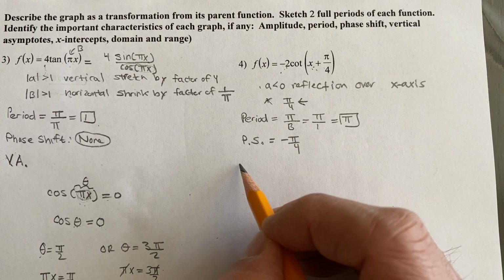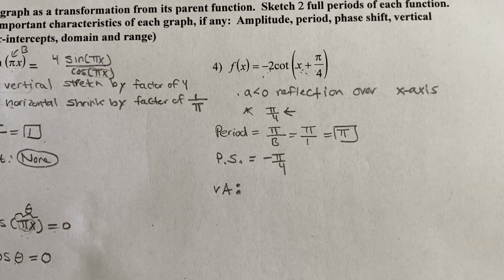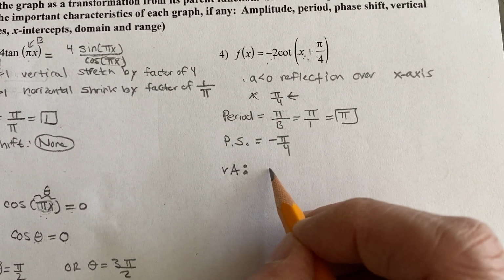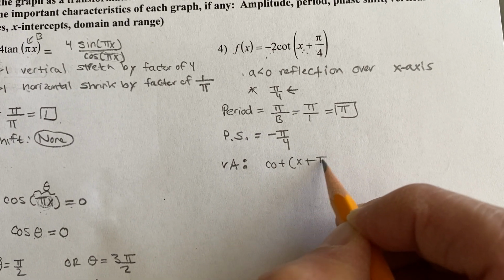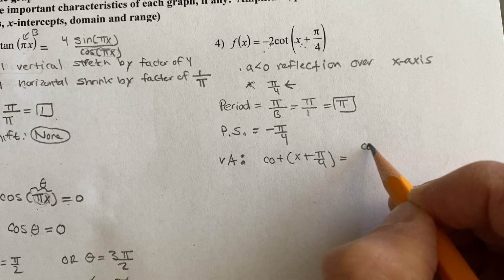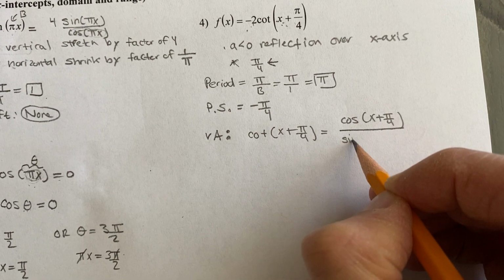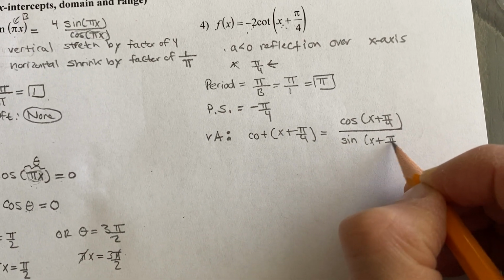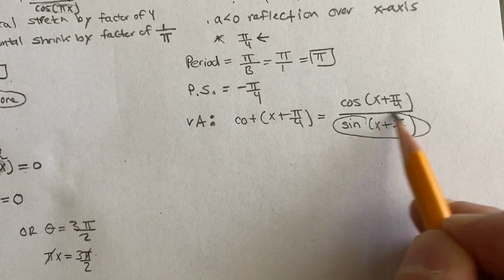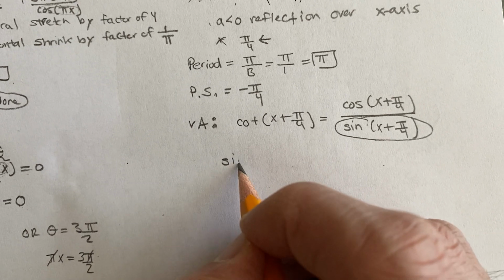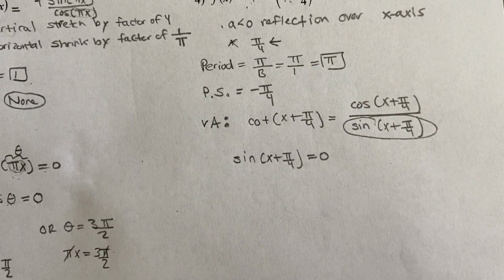And the most important thing, as I mentioned, is to calculate those vertical asymptotes without using a calculator. So a cotangent function, the cotan of x plus pi over 4, is the same thing as cosine of x plus pi over 4 divided by sine of x plus pi over 4. The way you calculate the vertical asymptote is to set the denominator equal to 0. So let's do that. Sine of x plus pi over 4 is equal to 0.